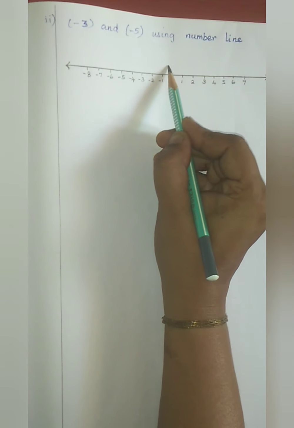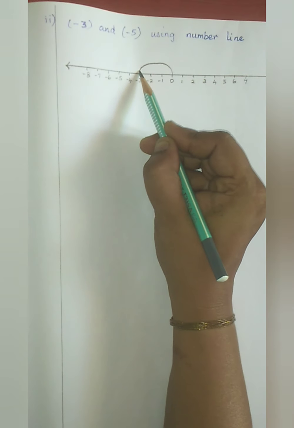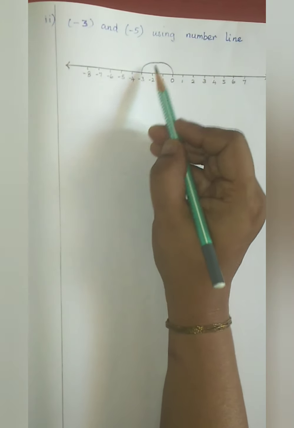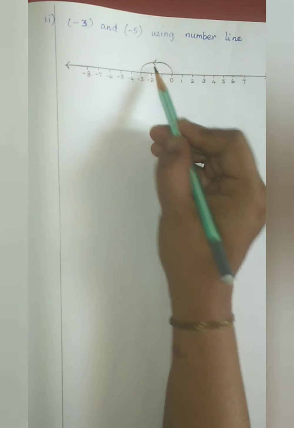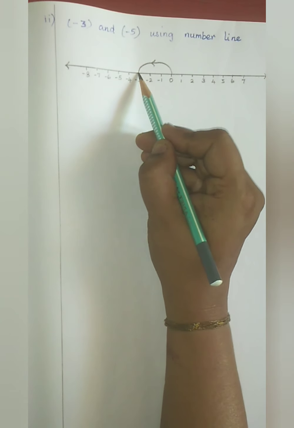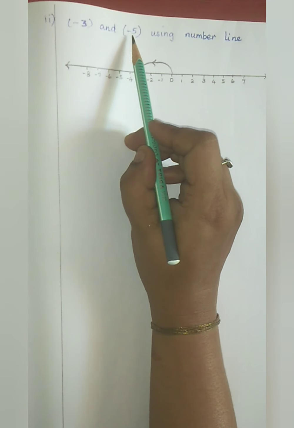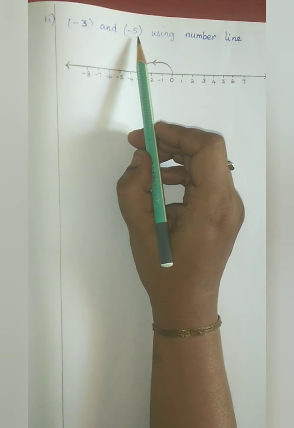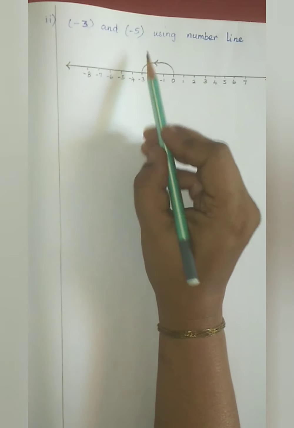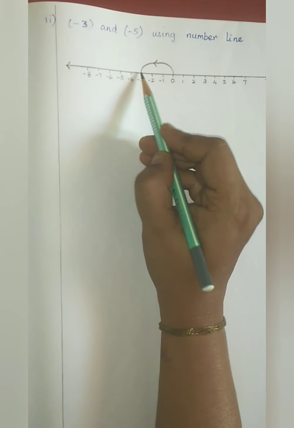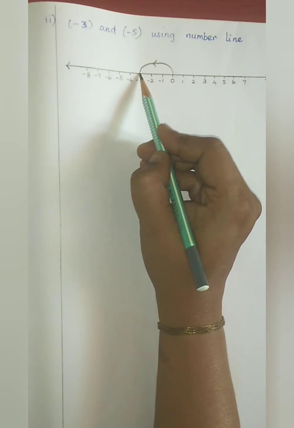So now we reached minus 3. The pencil is at minus 3. Okay. What's the next integer? Minus 5. What type of integer is this? Negative integer. So again we have to move towards the left.